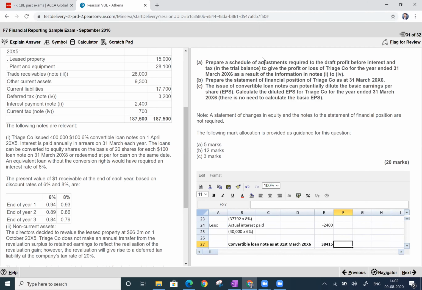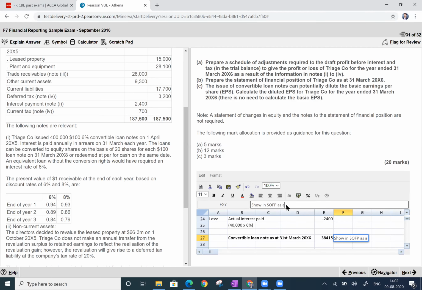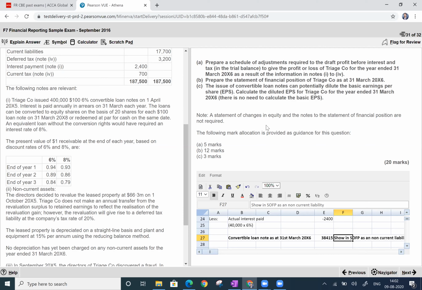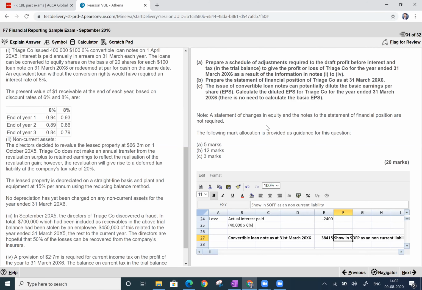And 3841 shown in SOFP. You can also mention it as a non-current liability or simply write as shown in SOFP. You'll get marks. Clear? Okay. So the first adjustment is over. We are going to do the next adjustment.